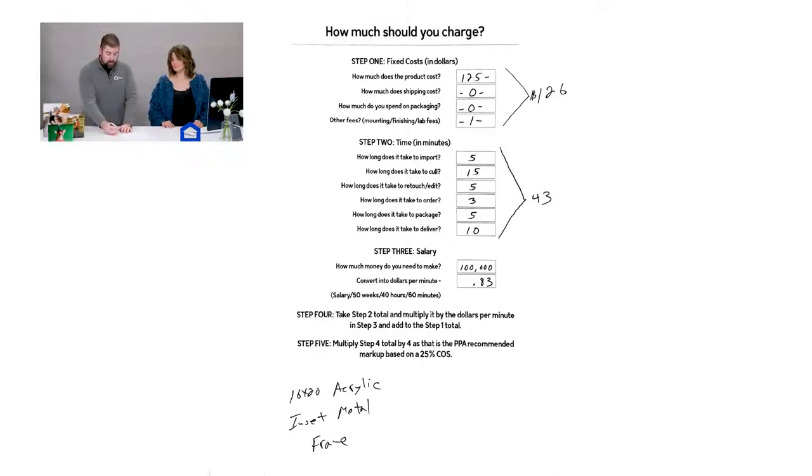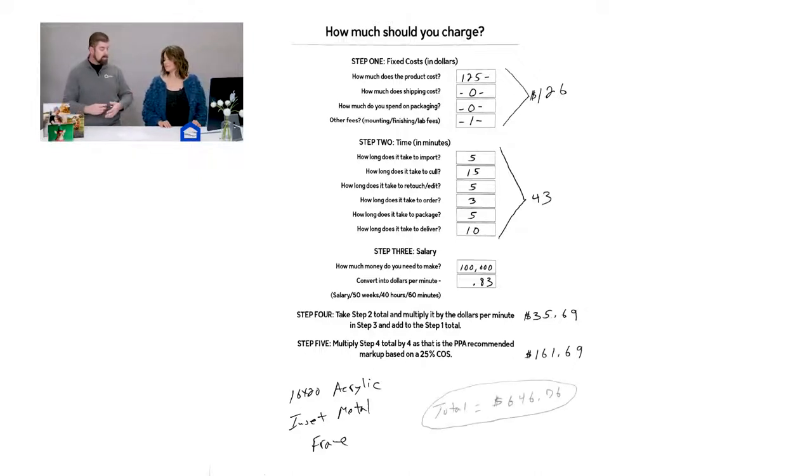So with that being said, by the time that you go through the multipliers and also the markup, that acrylic panel, according to making $100,000 a year based on the time that it takes me to produce that and deliver it, should be priced at $646.76. Which you would say is pretty good, like you would tell someone today, that's a pretty good number to be in for a 16 by 20 acrylic print.